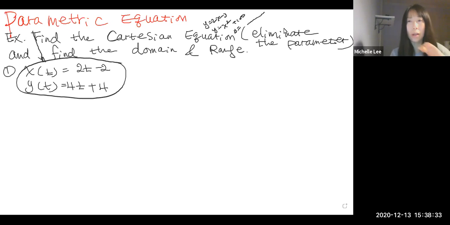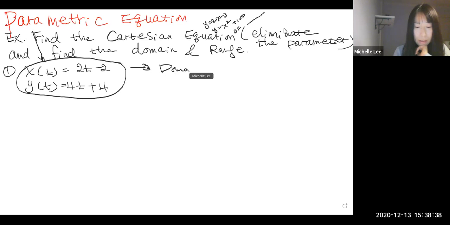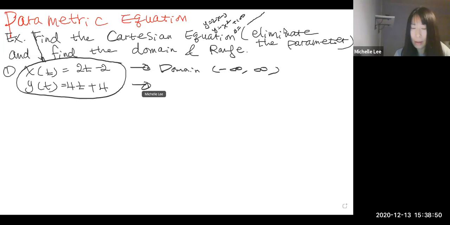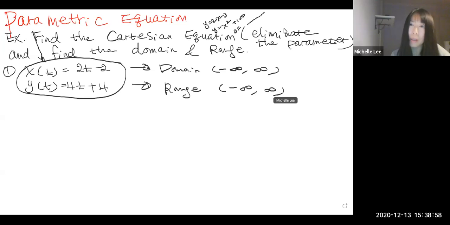Before we do that, let's talk about the domain. The domain in this case is a straight line, linear, right? So we're going to say negative infinity to positive infinity. Then let us look at y and talk about the range. This will be negative infinity to positive infinity as well, because it's a straight line, 4t plus 4, right?